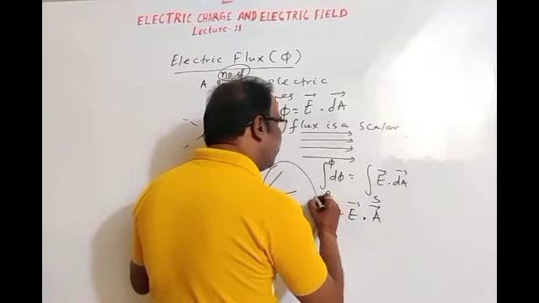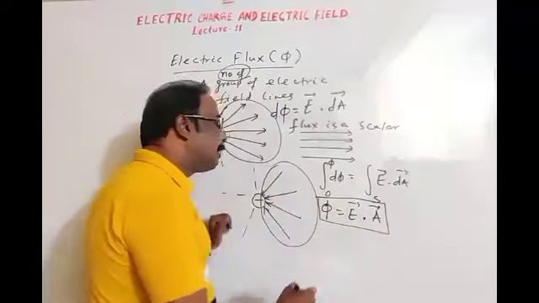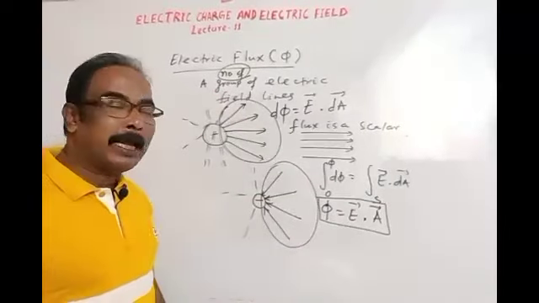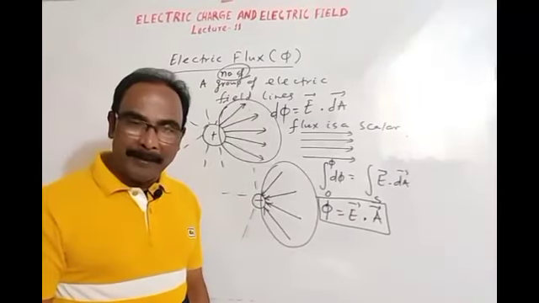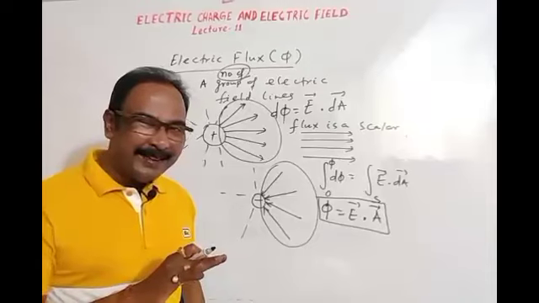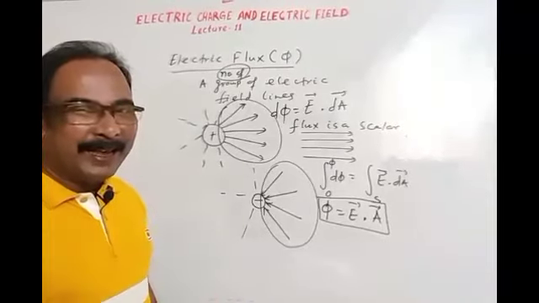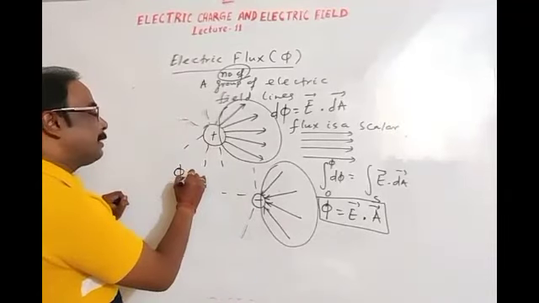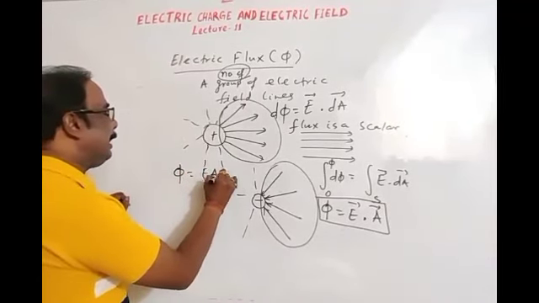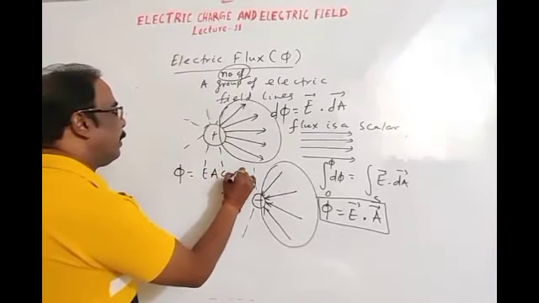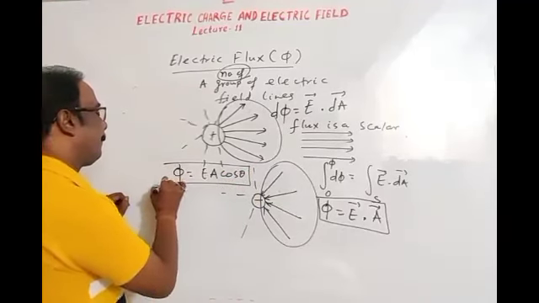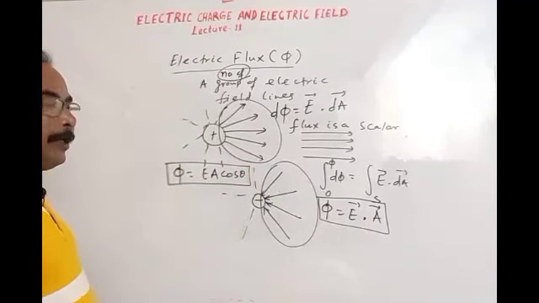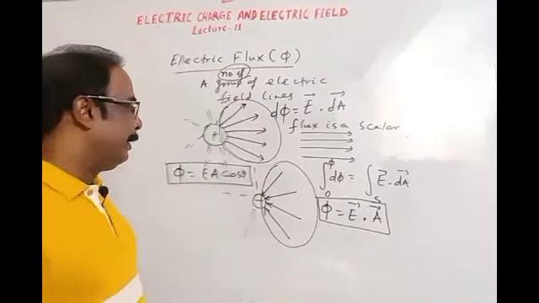So, in general, we may say electric flux is defined as the dot product of the electric field and the area vector. The area vector is perpendicular to the plane of area for a plane surface. Okay. Then, electric flux is EA cos theta. EA cos theta.